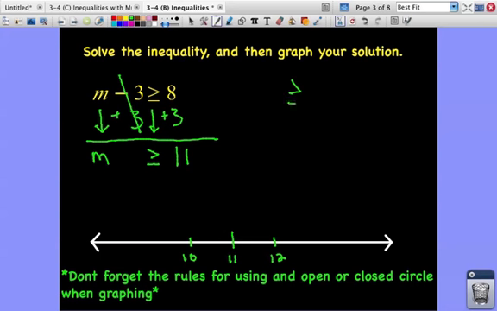Well, again, if I take a look at this face that I drew before, this is going to have a closed circle and a solid line for math. So if it's greater than or equal to, I use a closed circle. So I'm going to put a closed circle on 11. m is going to be all the solutions to the right on the number line of 11. So here's my solution. m is greater than or equal to 11, and here is the graph.